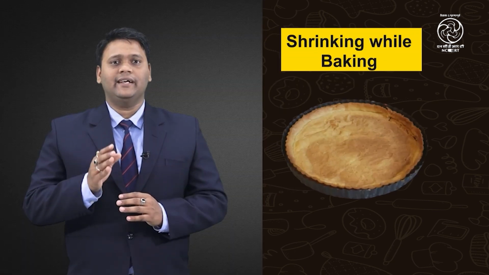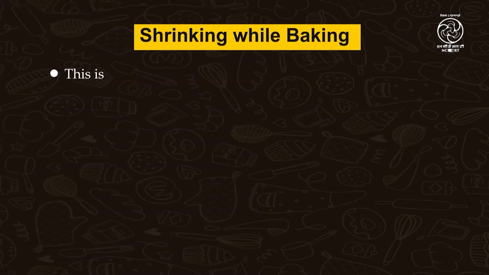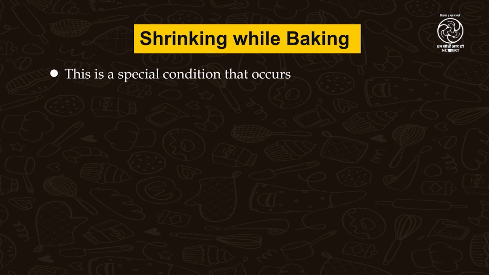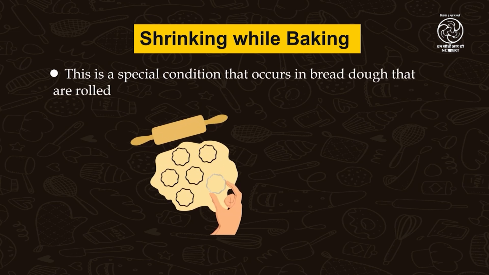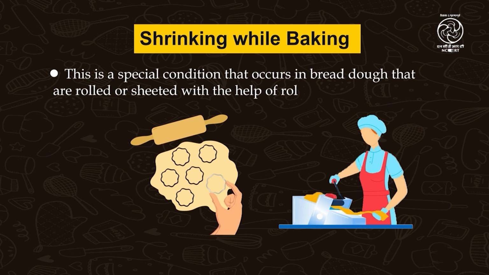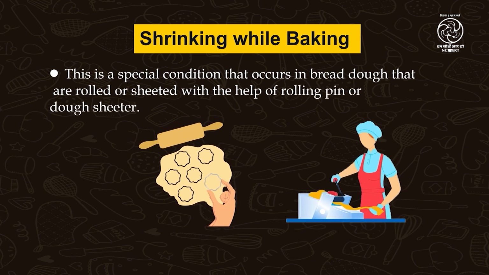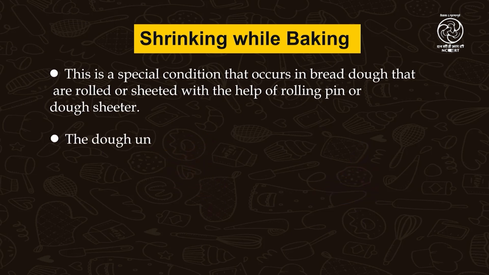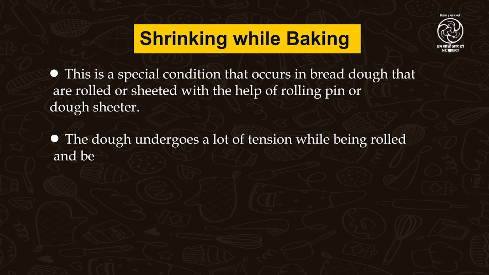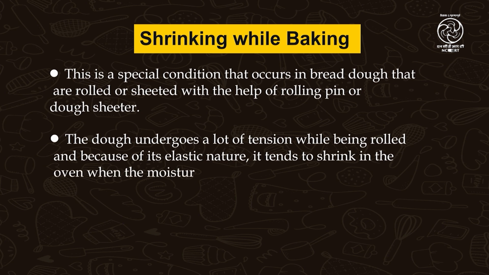Next is shrinking while baking. This is a special condition that occurs in bread dough that are rolled or sheeted with the help of rolling pin or dough sheeter. The dough undergoes a lot of tension while being rolled, and because of its elastic nature, it tends to shrink in the oven when the moisture evaporates during baking.